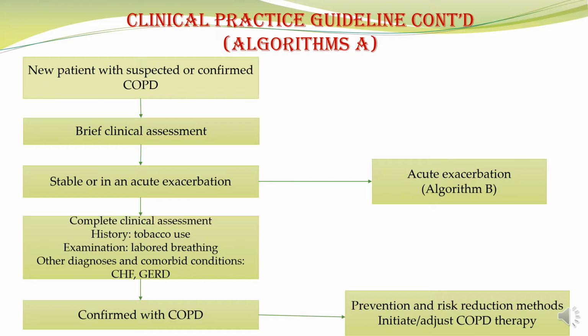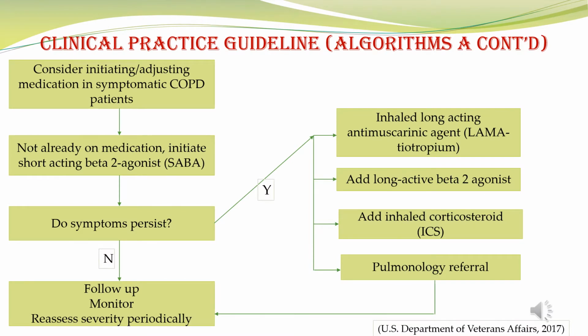When patients are confirmed with COPD, then offer prevention and risk reduction methods including smoking cessation, vaccination, and patient education, and initiate or adjust COPD therapy. Consider the need to adjust medication in symptomatic COPD patients. For patients who are not already on medication, initiate short-acting beta-2 agonists for rescue therapy as needed. If the symptoms persist, consider inhaled long-acting antimuscarinic agents as a first-line maintenance therapy.